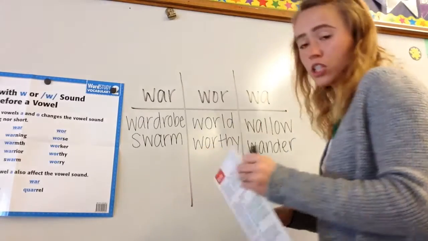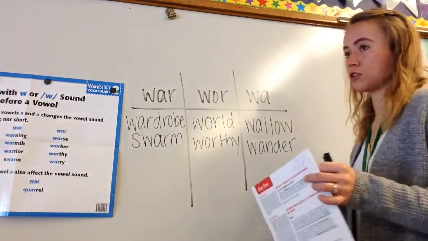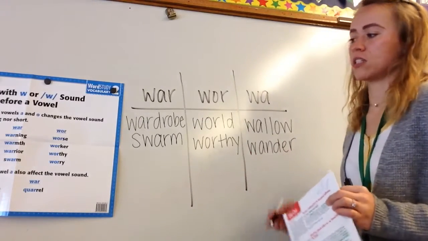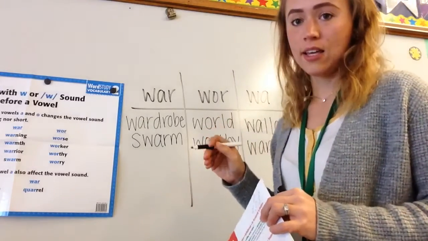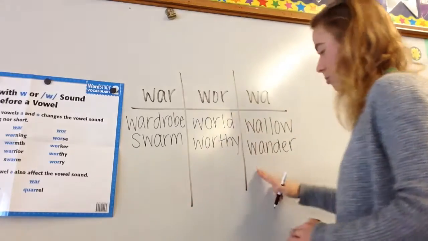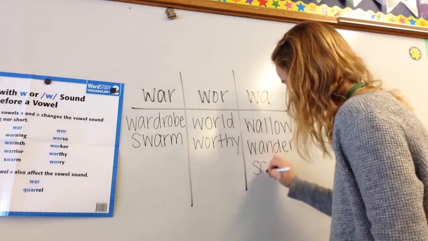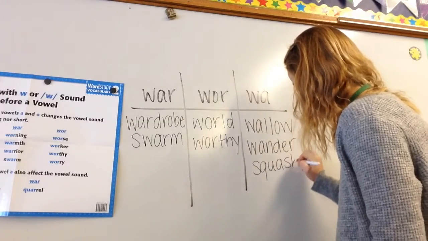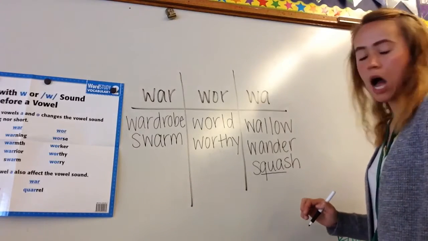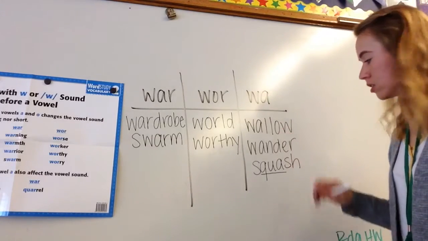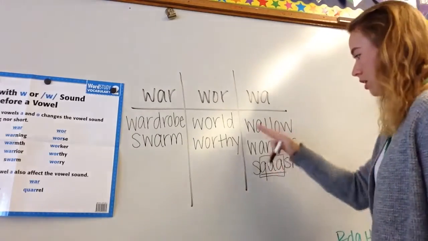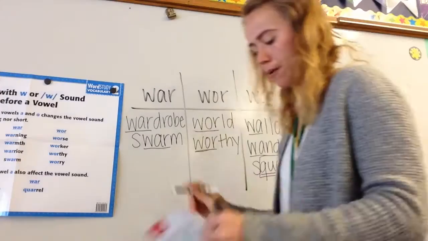My next one is squash. Squash could be either the food or it could be like you're squishing something. So squash has the Q-U-A. It doesn't have an R, it just has Q-U-A. So that would go into our W-A column. So we sort by this sound here, the Q-U-A. That's the wa, just like wallow. So this blend here of letters makes the wa sound just like wallow and wander.